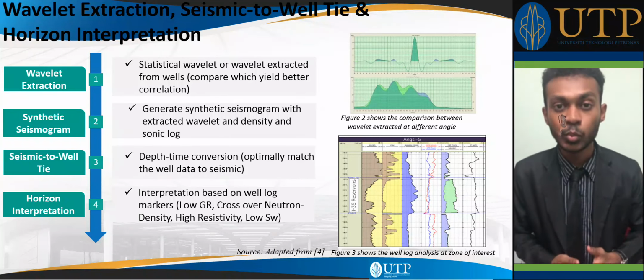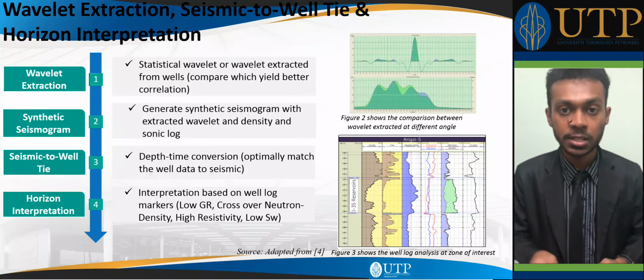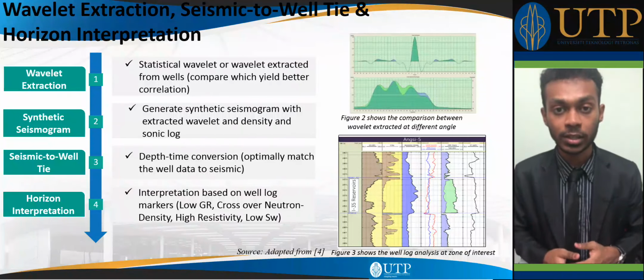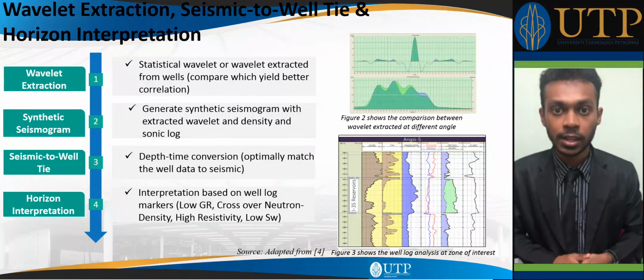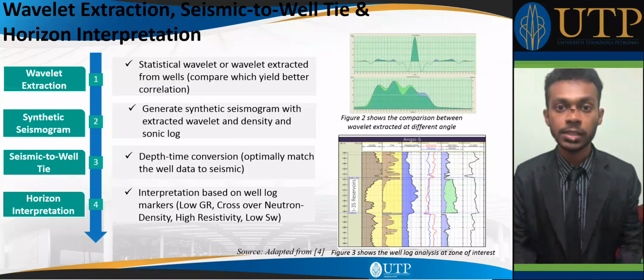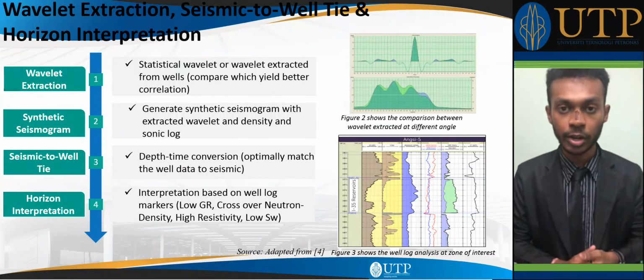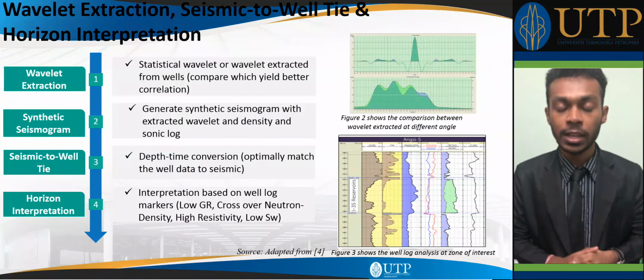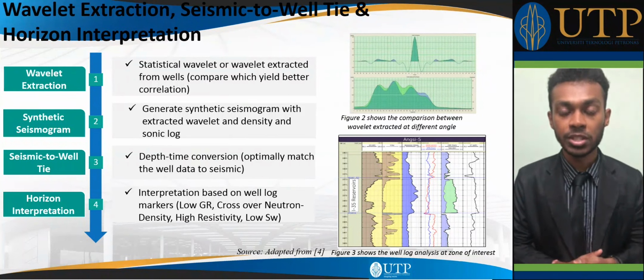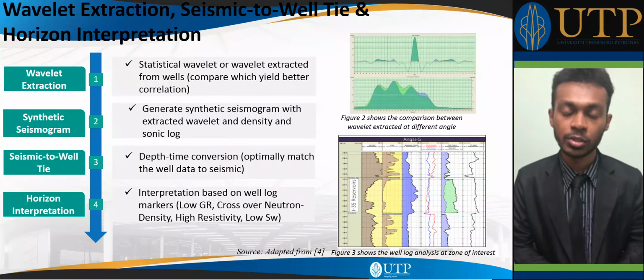We can study which type of wavelet, between the statistical wavelet or the wavelet extracted from the well log, can yield a better correlation and a better inversion result. The next step is to create a synthetic seismogram using the sonic and density log, and depth to time conversion can be made using the checkshot data to tie the well data to the seismic.